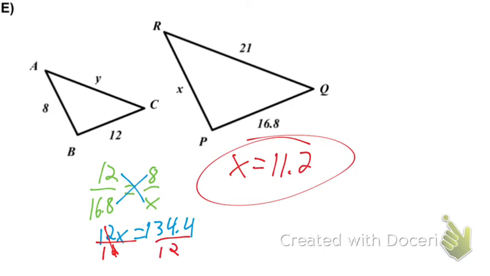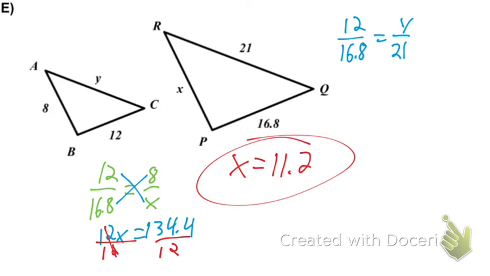I want you guys to find y now. When you have it or have questions, raise your hand. Give me a proportion we can use to set up for y. Bill: 12 over 16.8 equals y over 21. Yep, that could work.